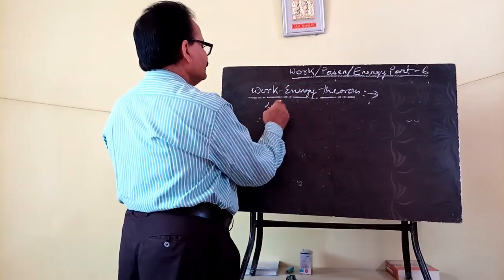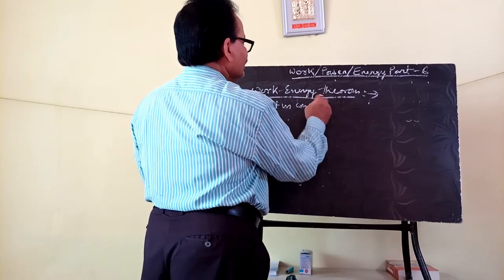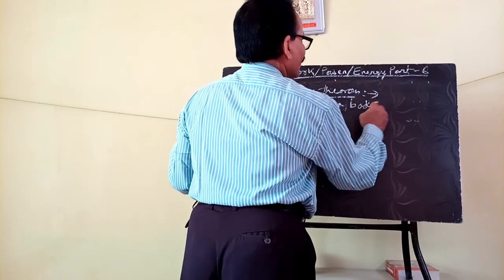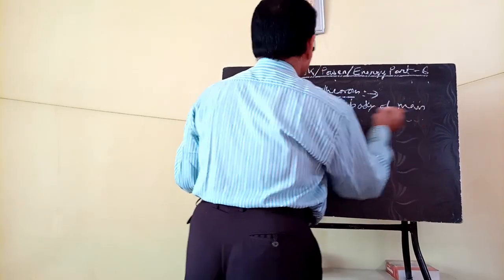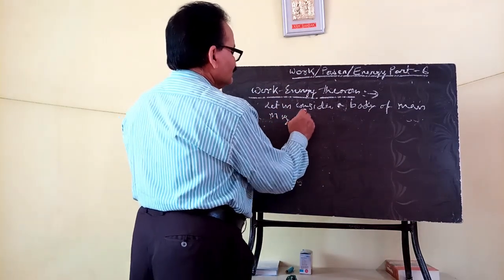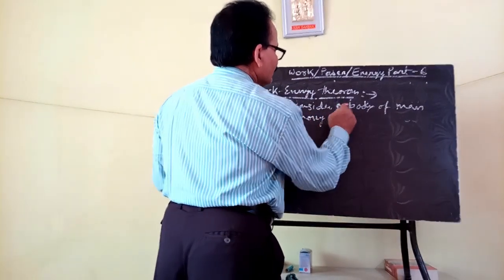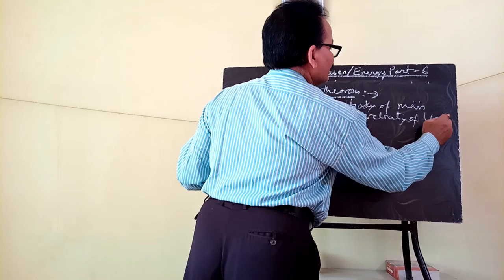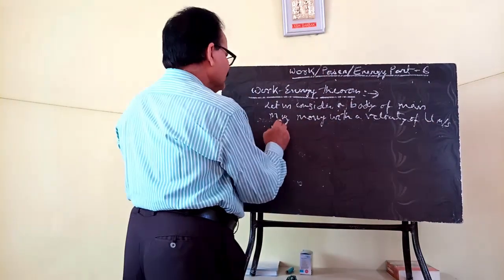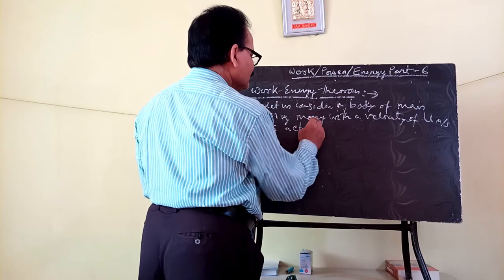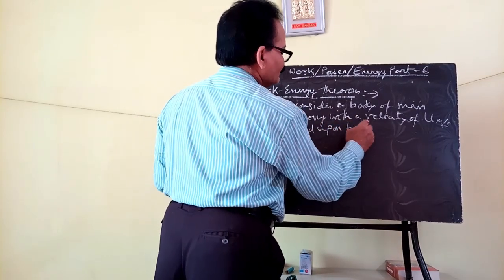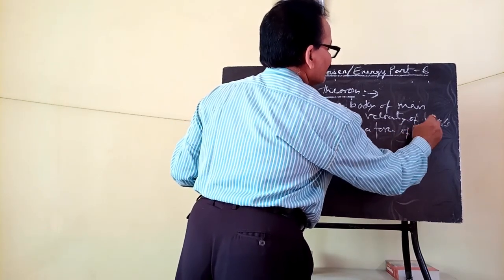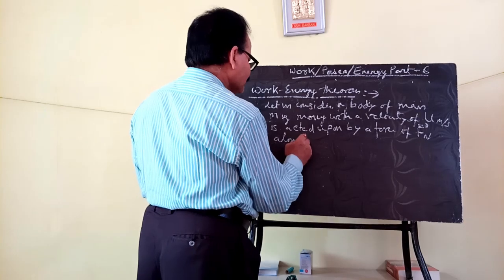So let us consider a body of mass m kg moving with a velocity of u meter per second, acted upon by a force of F Newton along the direction of motion.